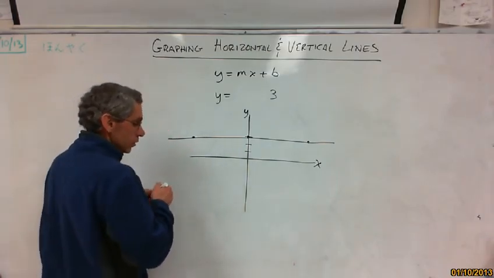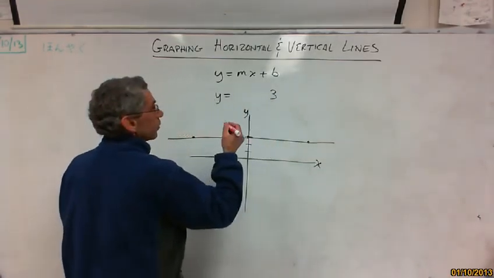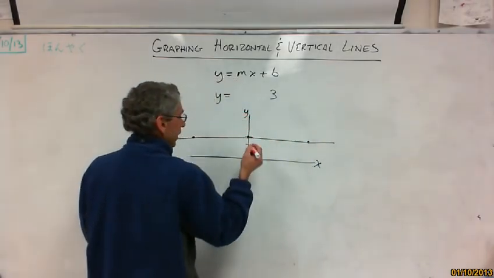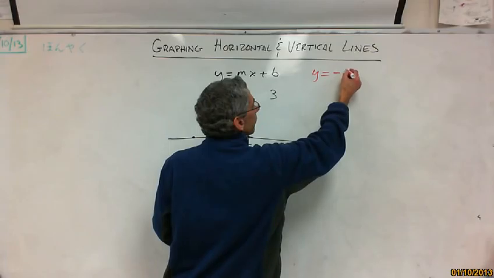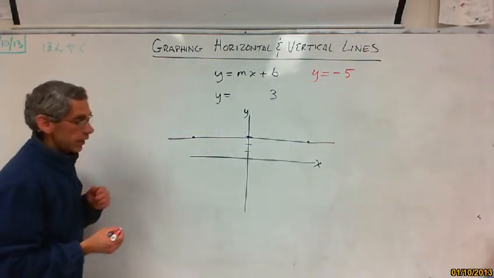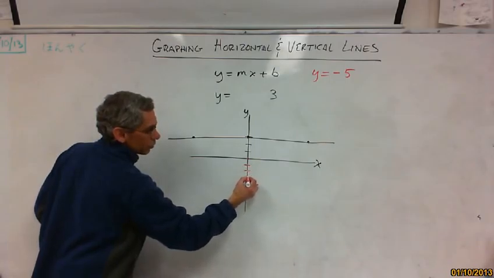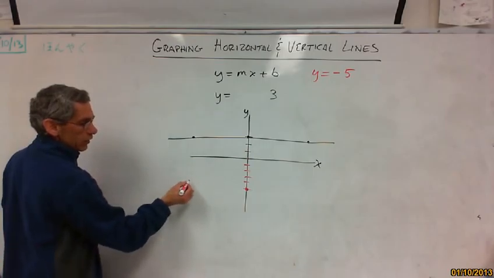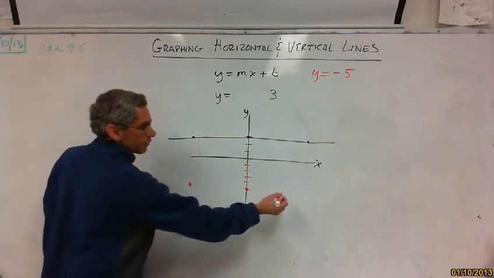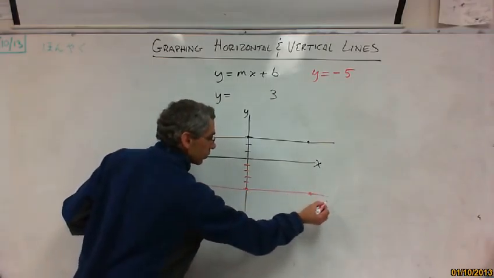So now let's say I did a different color. Let's graph y is equal to negative 5. Here's 0, so 1, 2, 3, 4, 5. Y is equal to negative 5. Even in Kenya, Africa, y is equal to negative 5, and even in Timbuktu, y is equal to negative 5. Therefore, it's going to be a straight horizontal line.